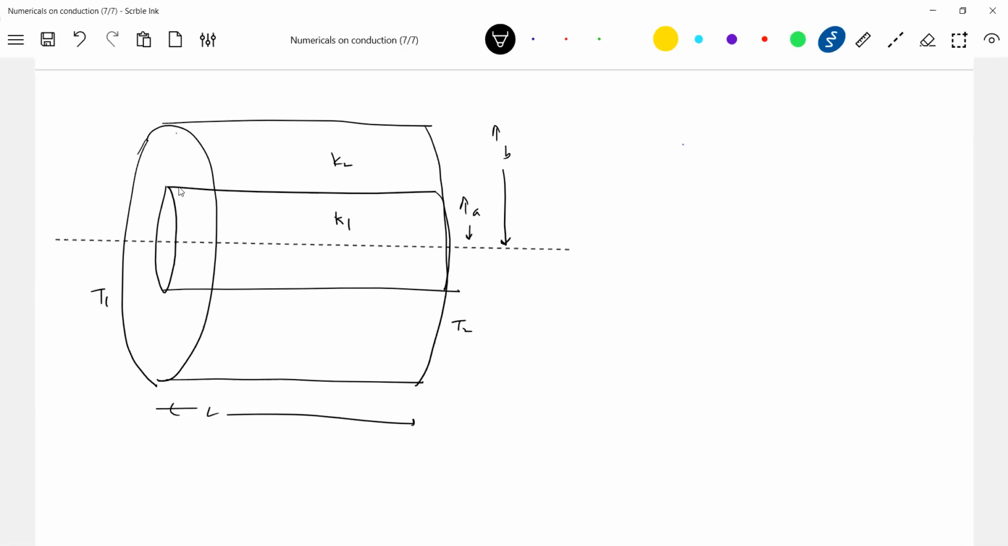So what actually we have? This is a solid cylinder. You can see clearly. This is a solid cylinder. It is covered by a sheet whose thickness varies from A to B and thermal conductivity K2.